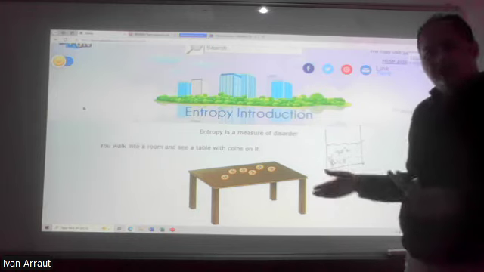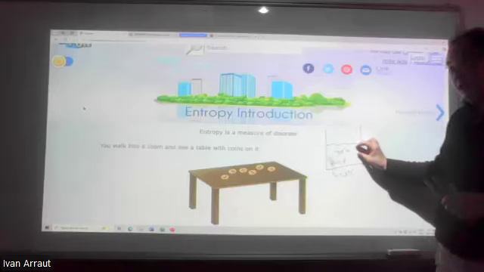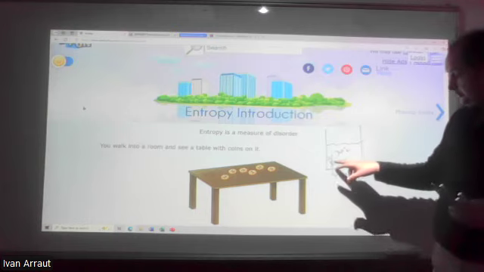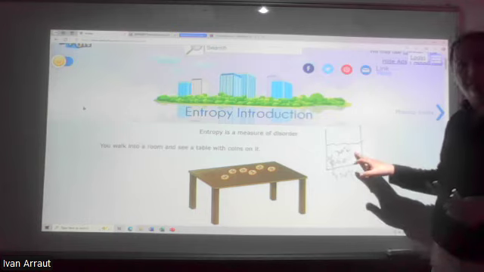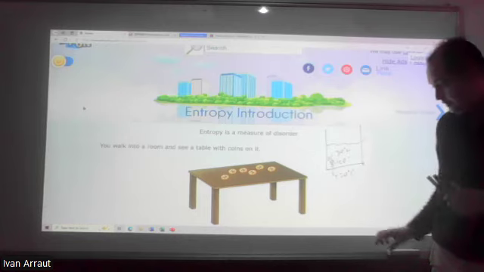In this process, the change of entropy is positive. The entropy of this water decreases, the entropy of the ice increases, but the total entropy, the change of entropy here plus the change of entropy of the water, totally is larger than zero. Okay?